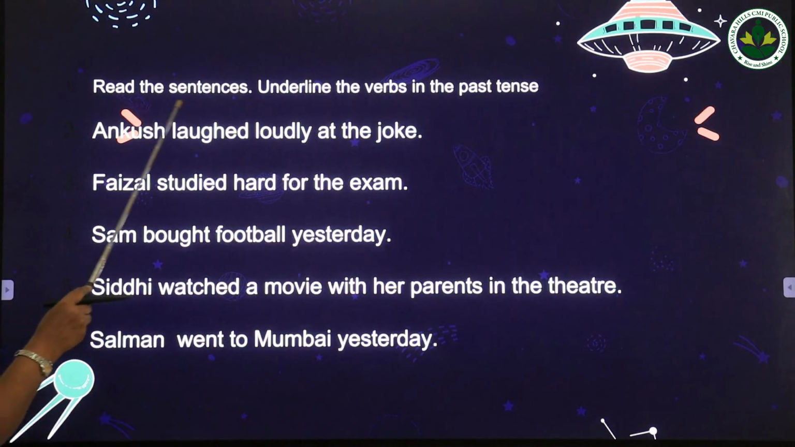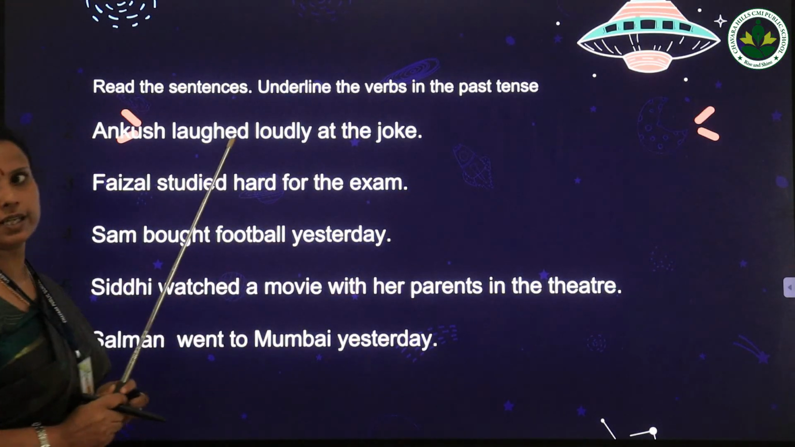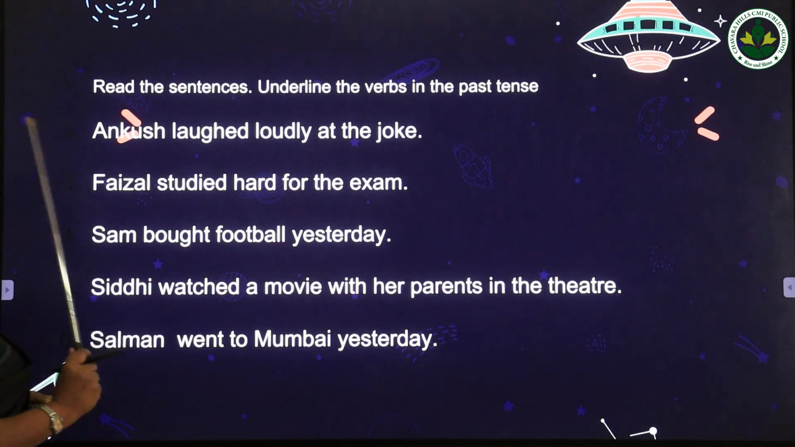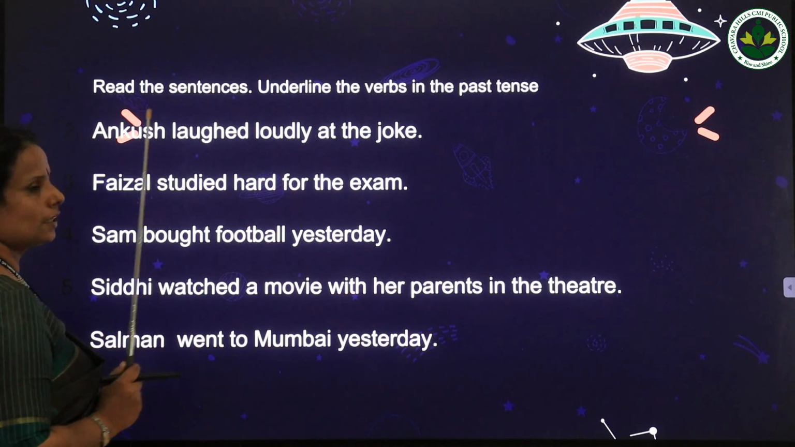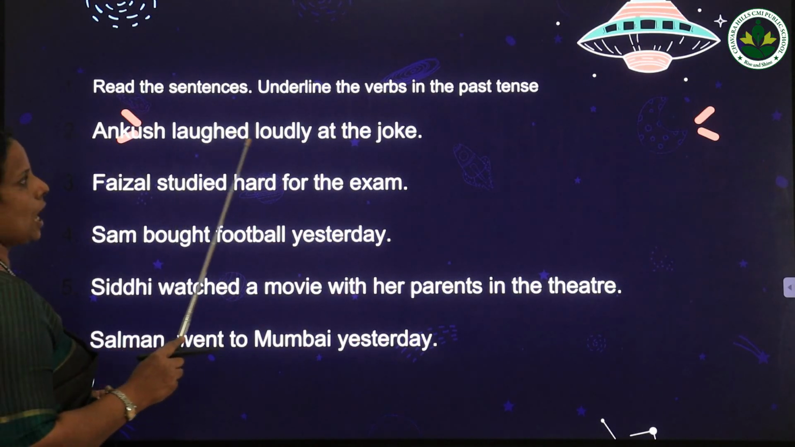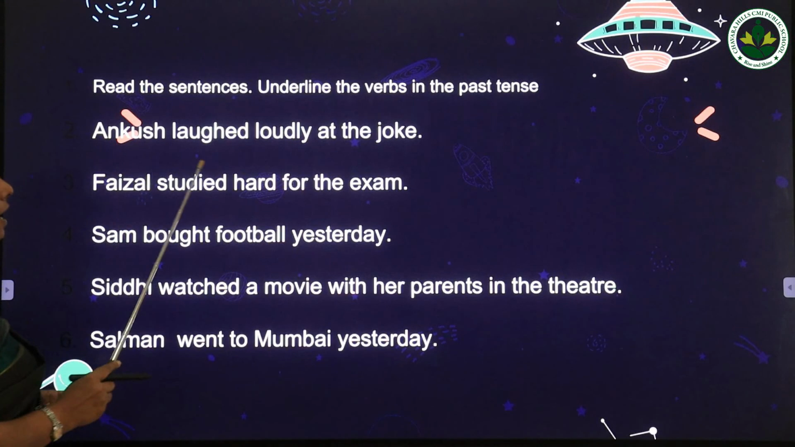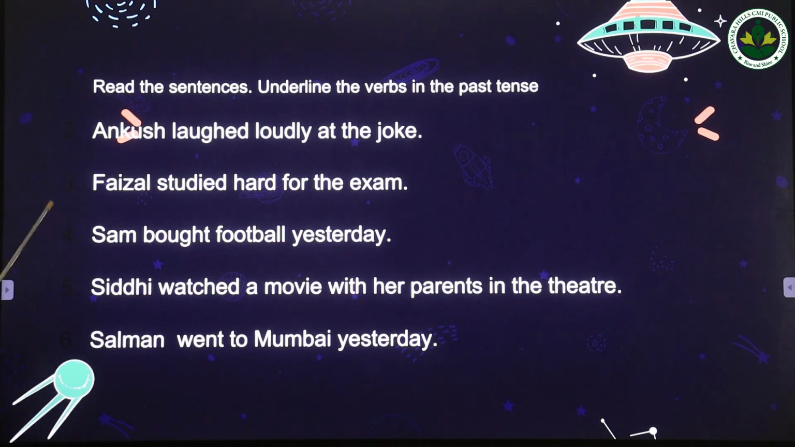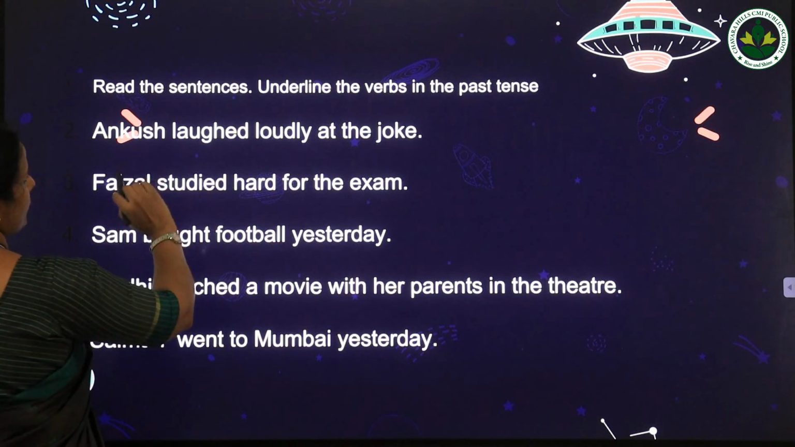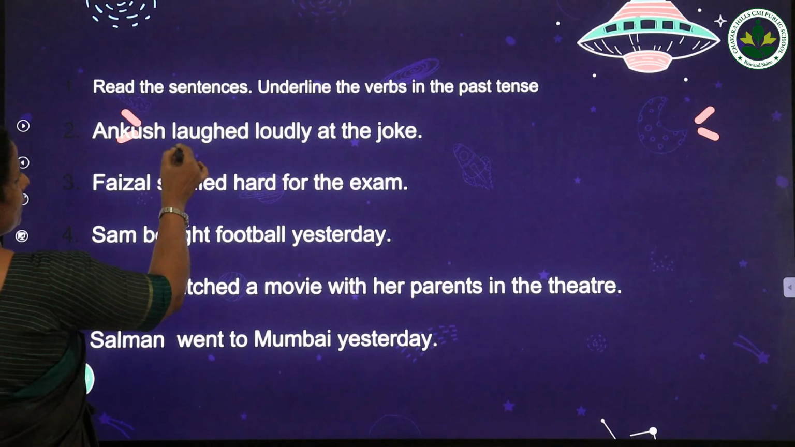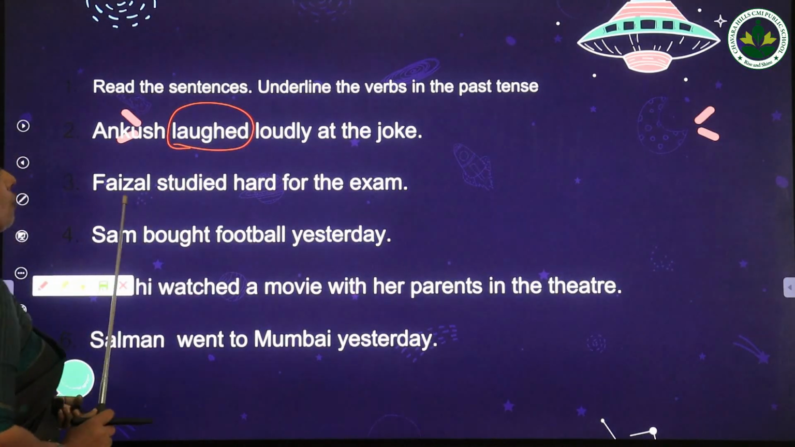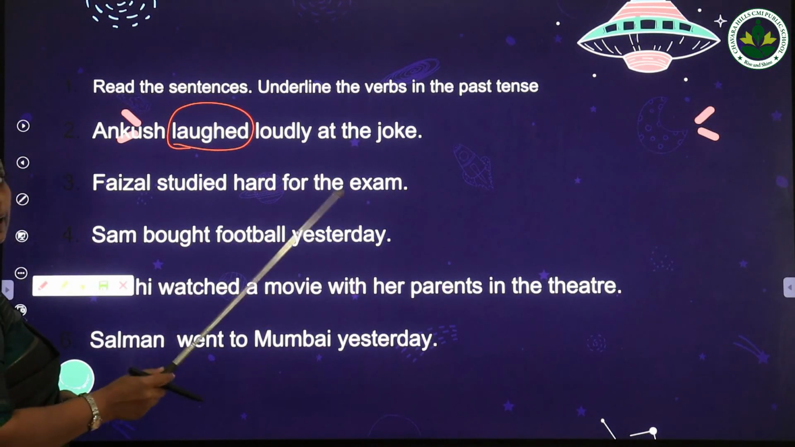The next is read these sentences and underline the verbs in the past tense. So how do we know that a verb is present or past? If a sentence is in the past tense, the verb ends with D, ED or IED. The first sentence is Ankush laughed loudly at the joke. Which is the past form of the verb in this sentence? Yes, it's the word ending in D, ED or IED. It's laughed.